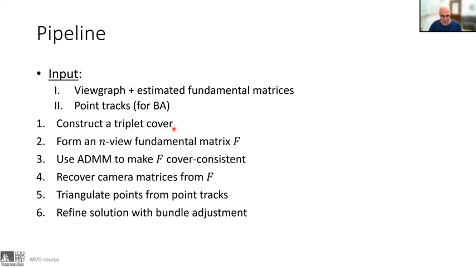So we construct a triplet cover. We form an n-view fundamental matrix, F hat actually. Next, we use ADMM to make F consistent, that is, we solve the previous optimization from the last slide. Then we use the recovered F to form the camera matrices. Given the camera matrices, we triangulate the points from the point tracks. And we refine the solution using bundle adjustment.